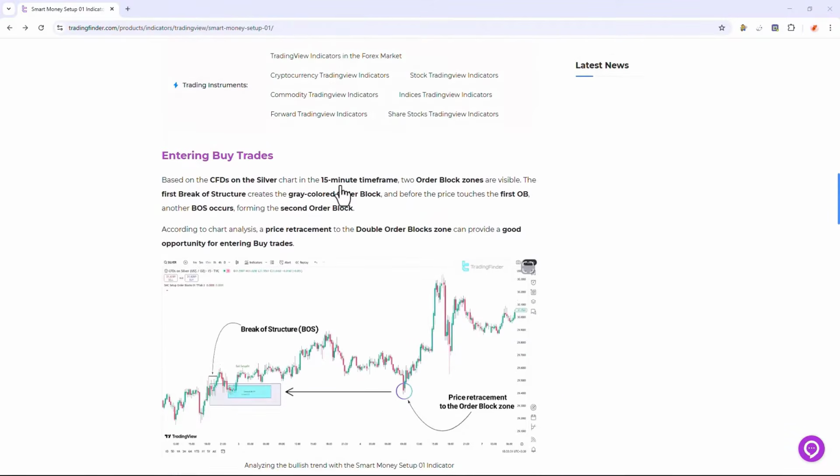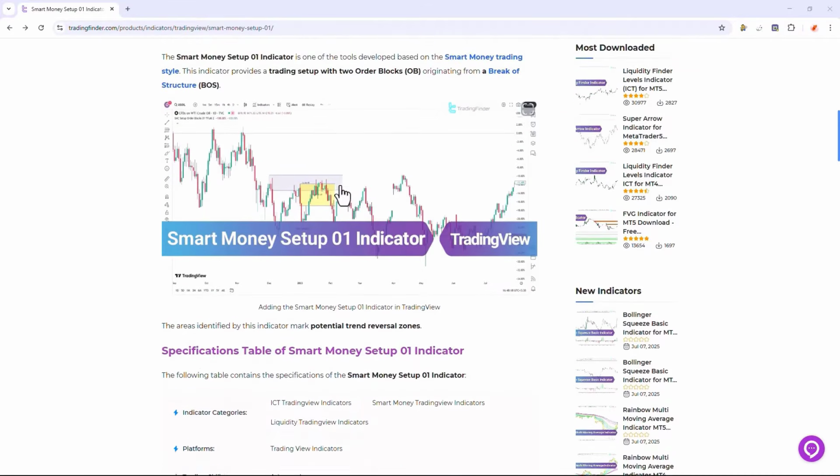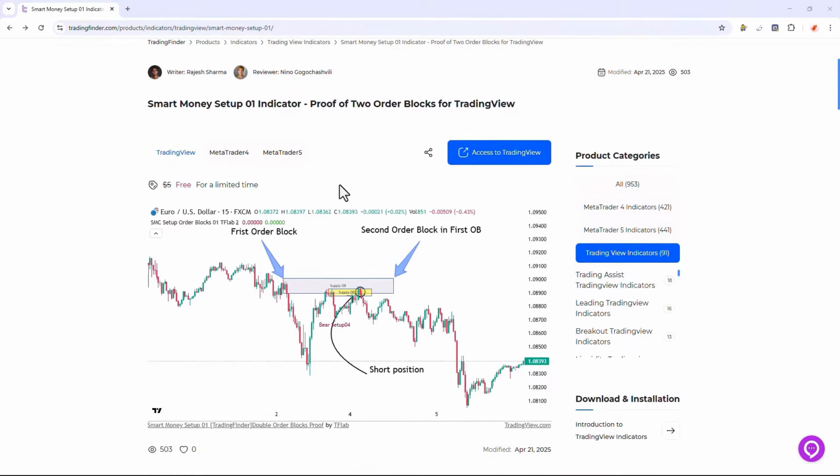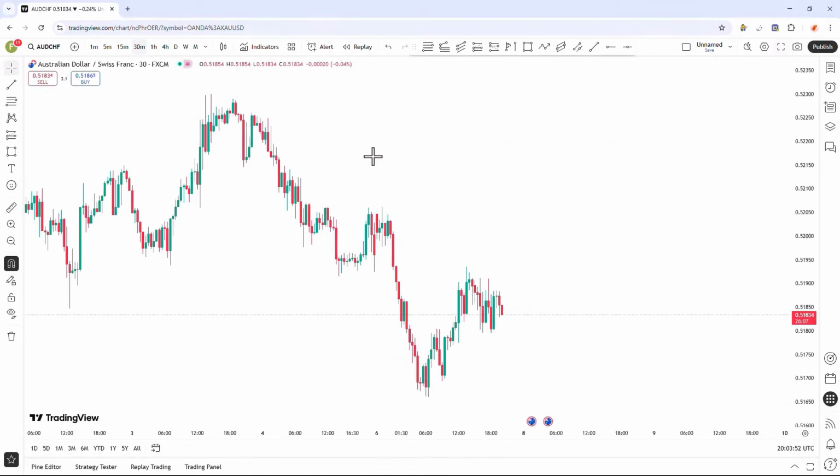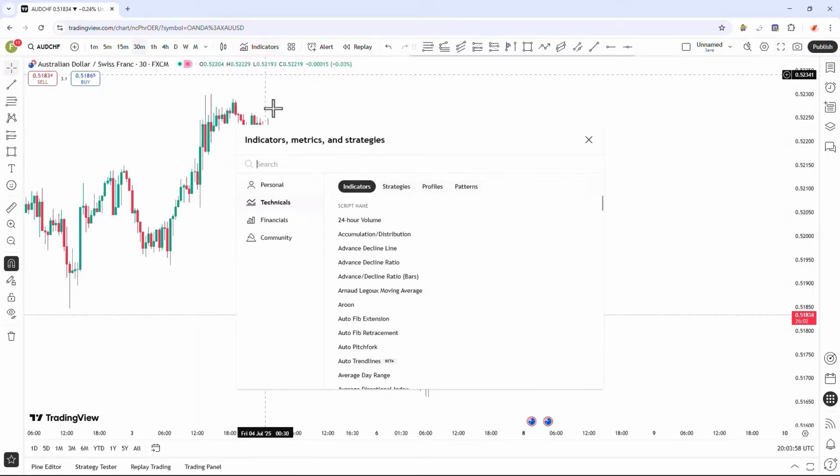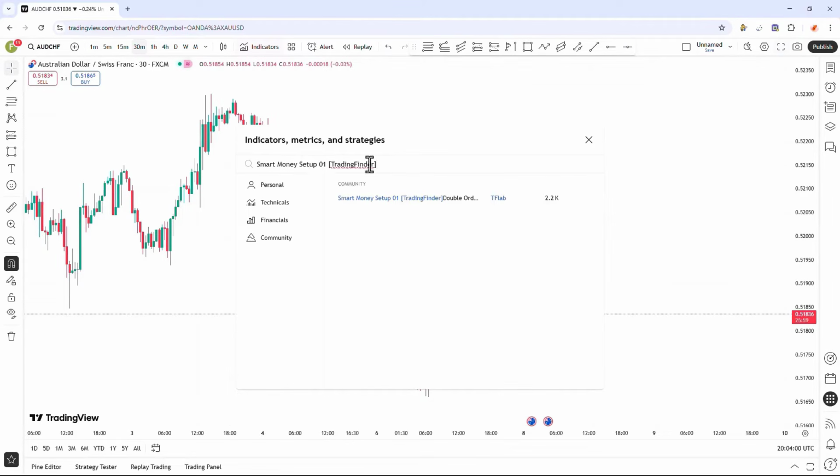To access the indicator on the TradingView website, go to the indicator section, search for the indicator's name, and then select it to apply it to your chart. For quicker and easier access to this indicator, add it to your favorites on TradingView by enabling the Add to Favorites option.